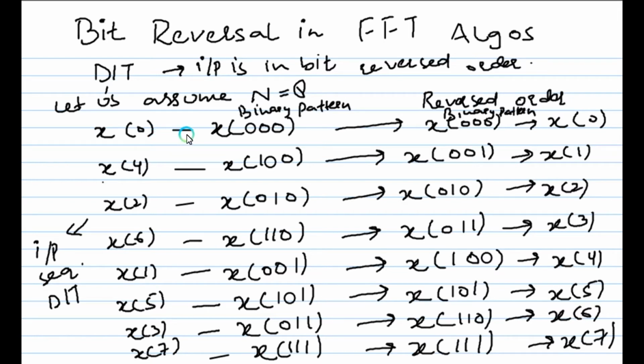So I will write here, in case of decimation in frequency, the bit reversal is true. Fine. So this is bit reversal in case of FFT algorithms. Bit reversal happens in the input in case of DIT and in the output in case of DIF. Fine.